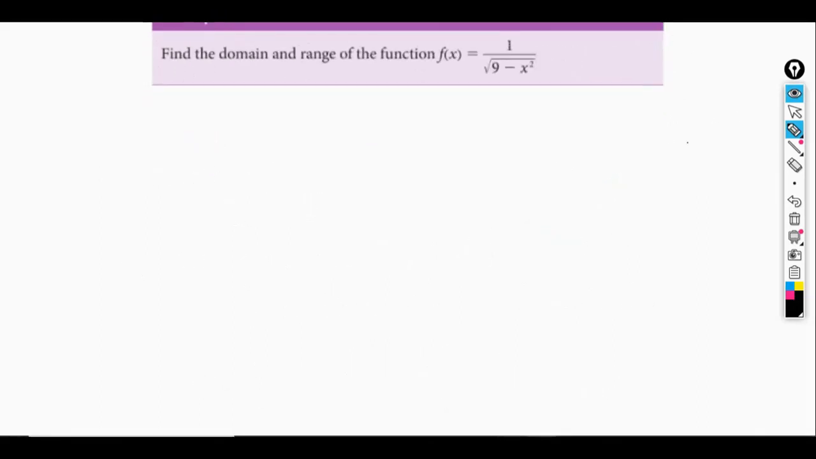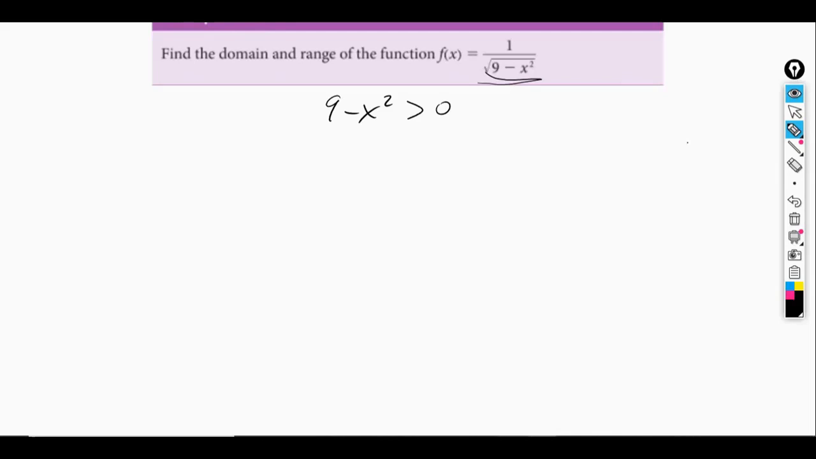And it says find the domain and range of the function f of x equals 1 over square root of 9 minus x squared. Okay, so this is another reciprocal. And we know that normally we could plug in any value except 0 in the denominator. But in this case, because we have a square root, we can't have negatives. That means then that 9 minus x squared must necessarily be greater than 0.